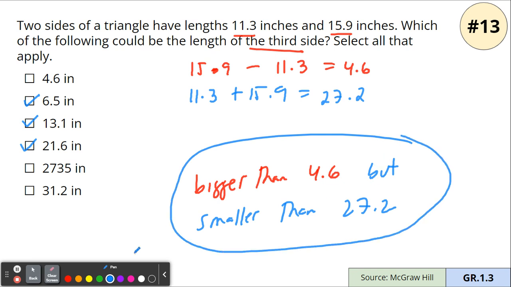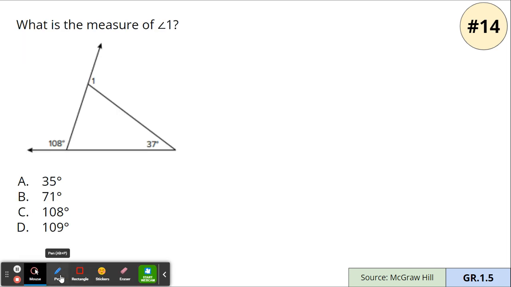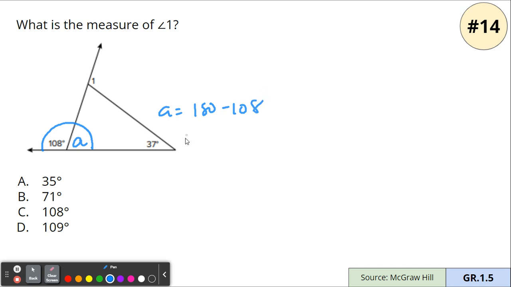Okay, moving on to question number 14. What is the measure of angle 1? As you can see here, angle 1 is our exterior angle. There are actually two ways to get the answer for this question. We can actually find this A first. To get A, we have 180 minus 108 because they form a supplementary angle, a linear pair. So that one is actually 72 degrees.